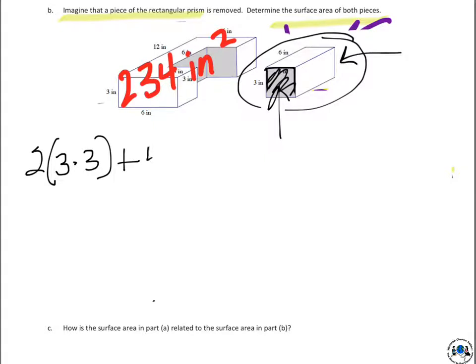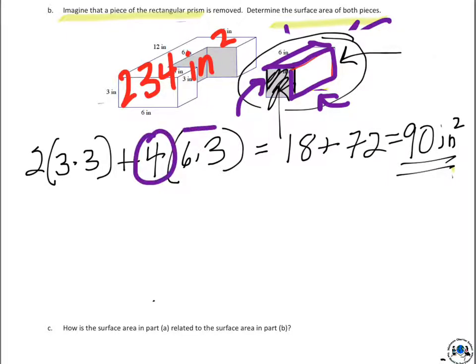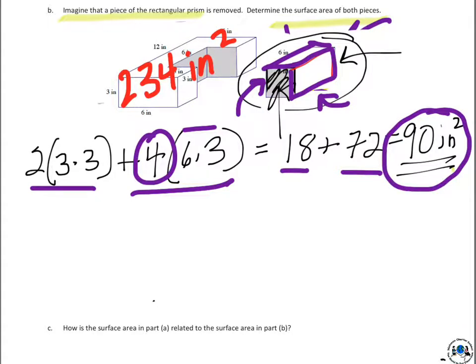Then plus 4 times 6 times 3, which is nice because I have 4 of these pieces right here: this one, and then this one, and then underneath, and then on the other side. All of those are equal. They're all 6 by 3. So I can multiply those all by 4, which makes my expression, or my equation, much more concise. So this is 18. This altogether is 72, and therefore this new piece right here is 90 square inches. Those are the surface area of those two new pieces.